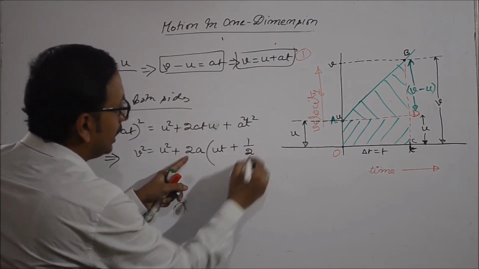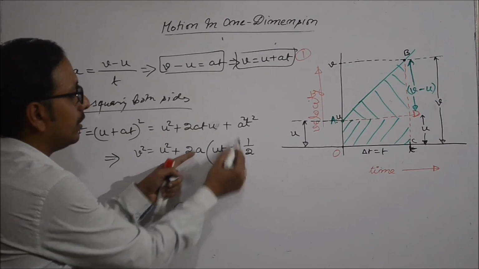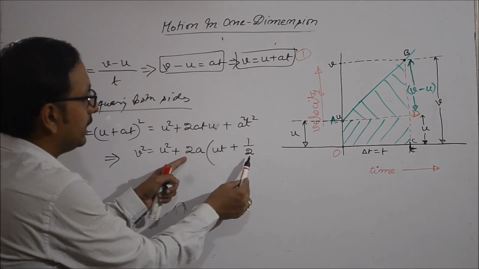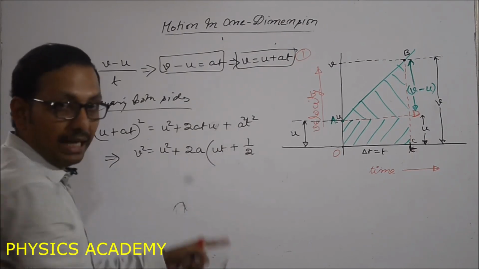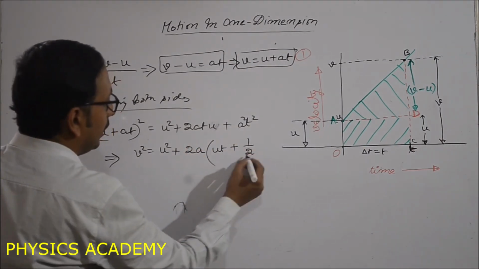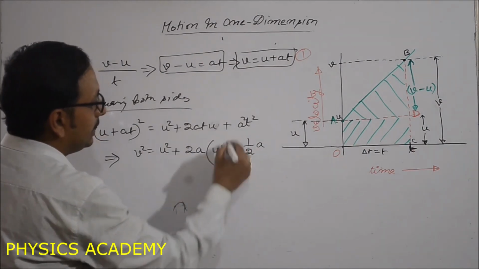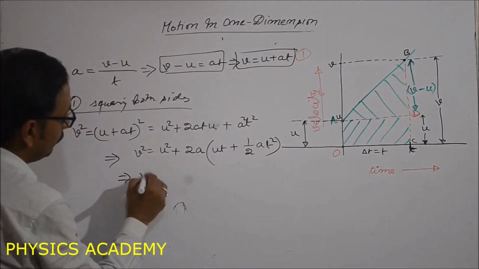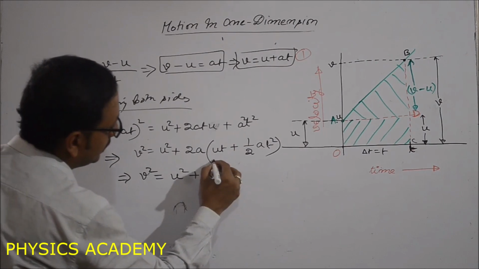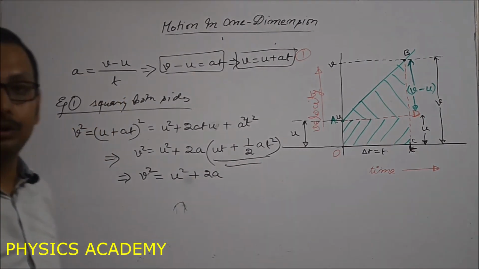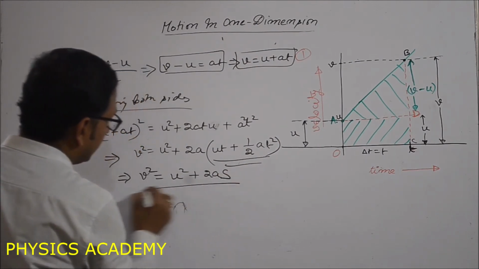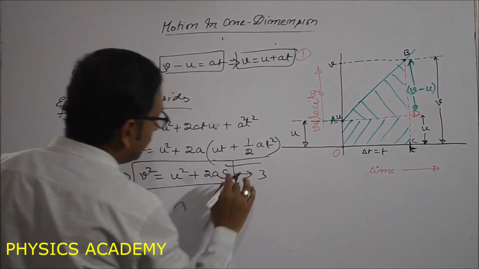2 I have taken common. That means obviously I need a half, then this 2 and that 2 will cancel out and you will get 1 over here. Since I have taken 2, obviously there was a half, and a I have already taken out, so only a single a and t square remain. So now v square equals u square plus 2a, and this portion is what? That's the second equation, s equal to ut plus half at square. So you have got s. So this is your third equation.